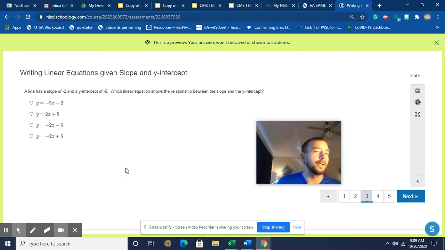This one, I want you to pick the correct equation. So slope of -2 and a y-intercept of -5. Which one of these equations is that representation?